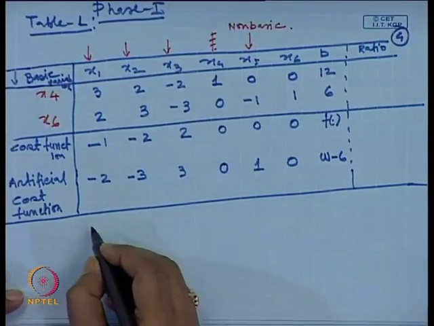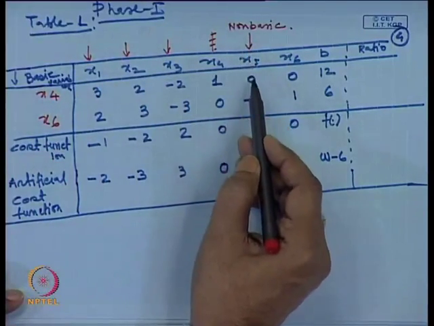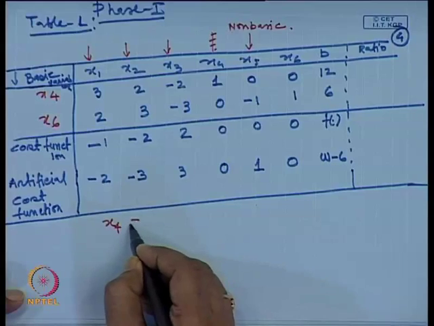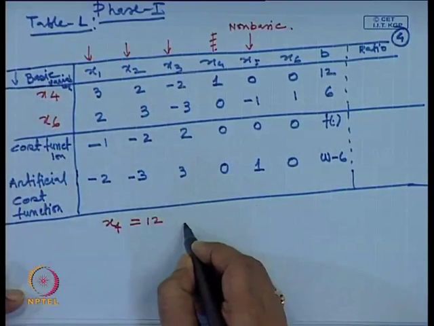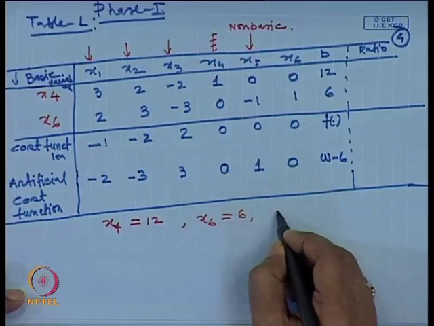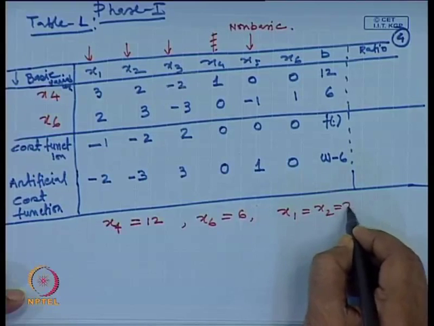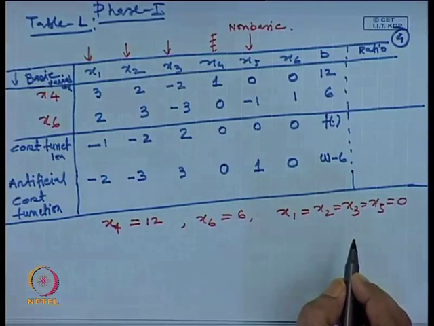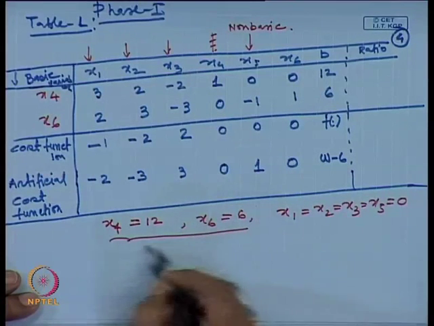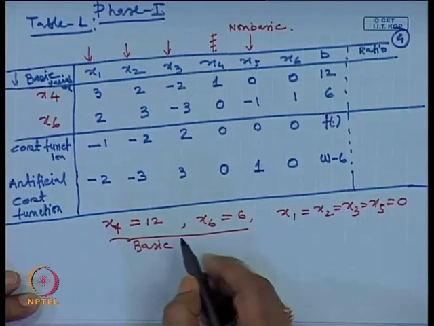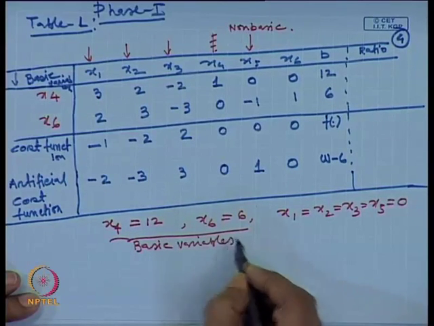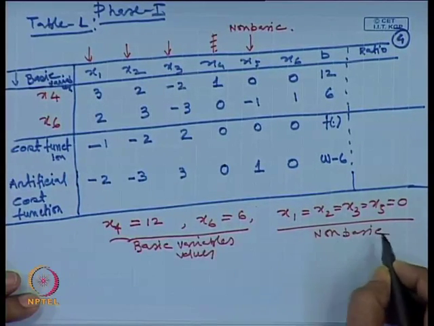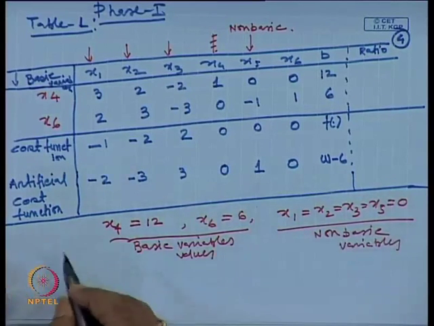Now, you see what is the basic variables value immediately, because non-basic variable value is 0. So, if you see this equation number 1, immediately you will get x4 is equal to 12, agree, and x6 is equal to 6, and the remaining x1 = x2 = x3 = x5 = 0, agree. Now, these are the basic variables values, and this is the non-basic variables. Agree?